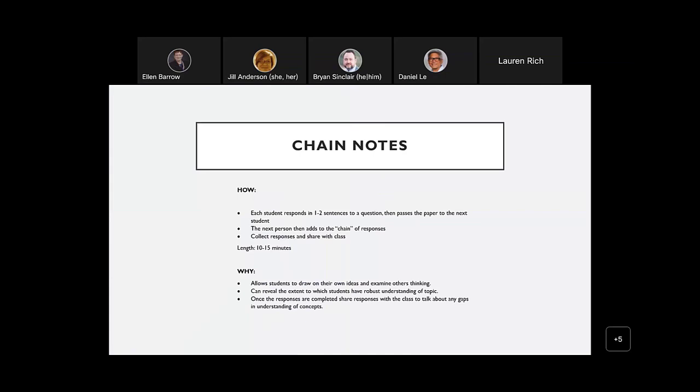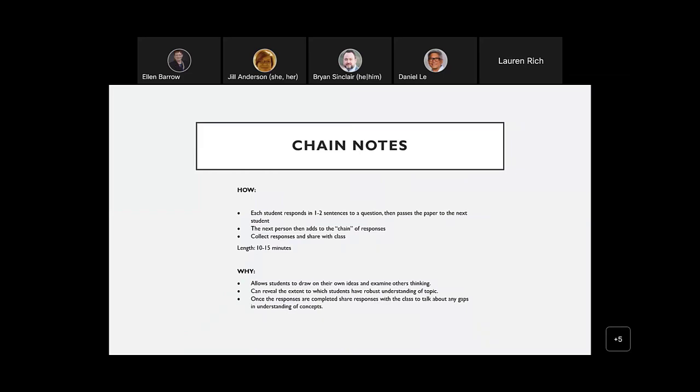Chain notes is a technique that you can use in a class. What I've done with my teaching methods here is I do a how and a why: how you do the method and why you do it. So our first one is chain notes. How you do this is each student responds in 1 to 2 sentences to a question, and then they pass that paper to the next student.